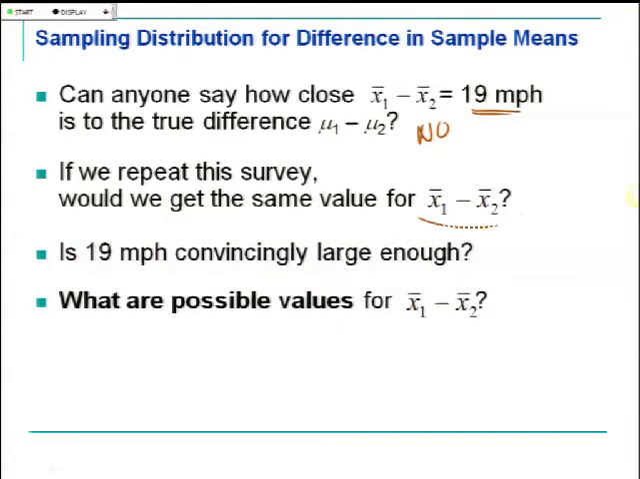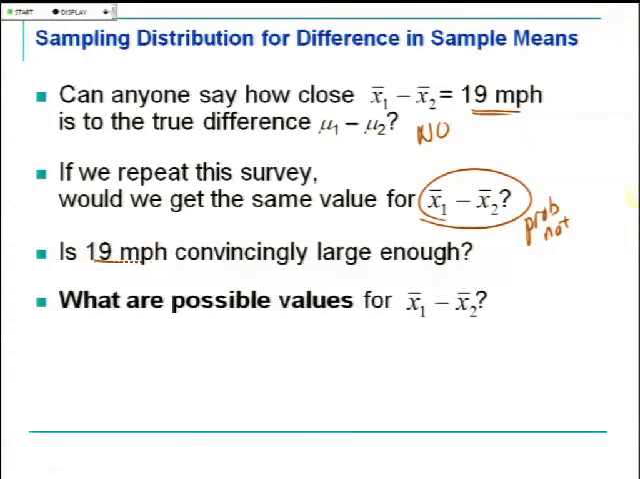Would we get that same value for the difference in our sample means? Our answer there has always been, probably not. Yes, occasionally I'll see a 19 perhaps again, but it's going to vary. This is a new statistic, x bar 1 minus x bar 2. That's our new statistic. It is a random variable. It would vary from one repetition of this study to the next.